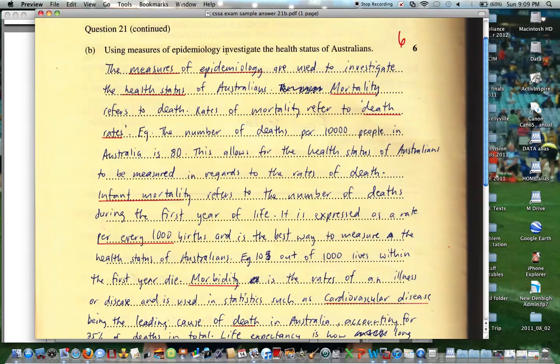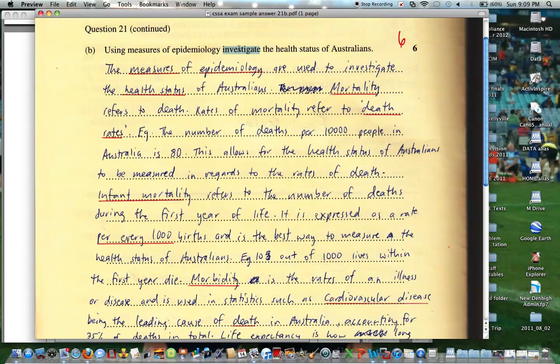Using the measures of epidemiology, investigate the health status of Australians. So you need to include the four measures of epidemiology, which come from our syllabus, and how they impact on the health status of Australians. We look at the key term being investigate. We know that investigate means that students need to inquire into and draw some conclusions. So they need to draw a conclusion about the measures of epidemiology and what impact they have on the health status of Australians.